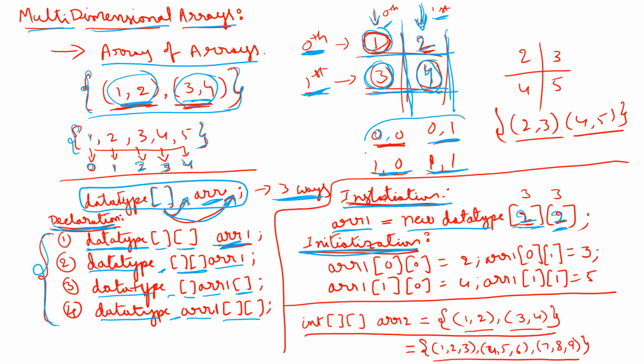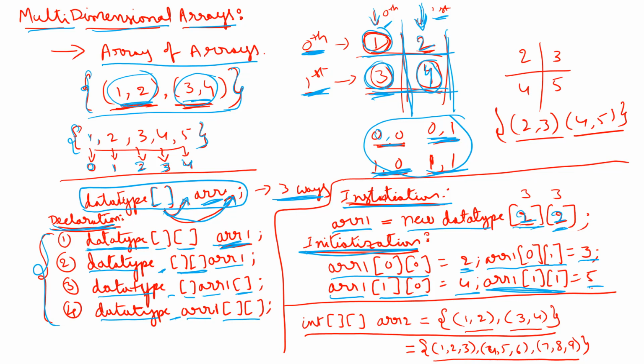How to initialize a multi-dimensional array? Here we have seen how to get the index. If it is a 2-dimensional array, then the first index will be 0, 0. So arr1 of 0, 0 is equal to some value, and the second one is 0, 1, arr1 of 0, 1 equals 3, and the third one is 1, 0, arr1 of 1, 0 equals 4, and the fourth one is arr1 of 1, 1 equals 5. So we have declared, instantiated and initialized a multi-dimensional array in 3 steps, but we can do it in a single step.